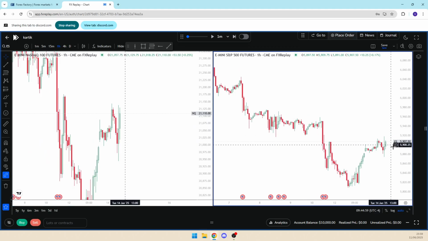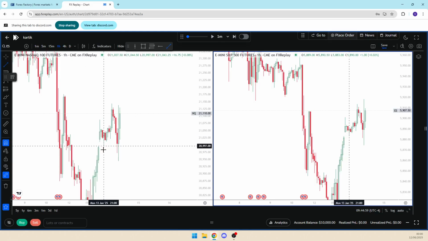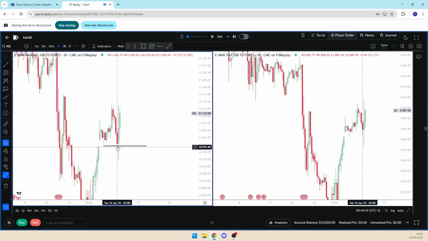So PPI there. So we do see on the hourly, we do have bullish manipulation. So we do have a Thursday on the hourly. So right now, what do we see? That on the hourly, we do have bullish manipulation.